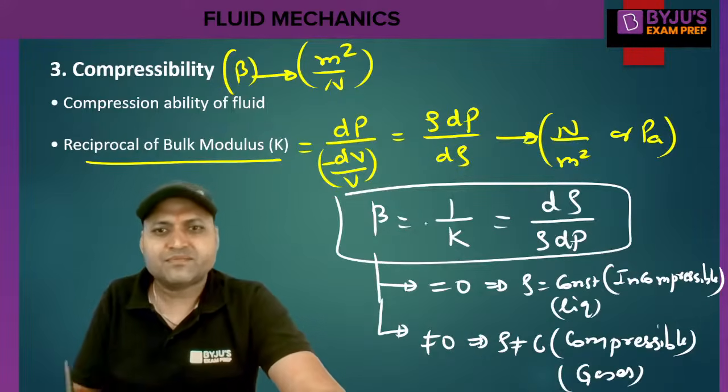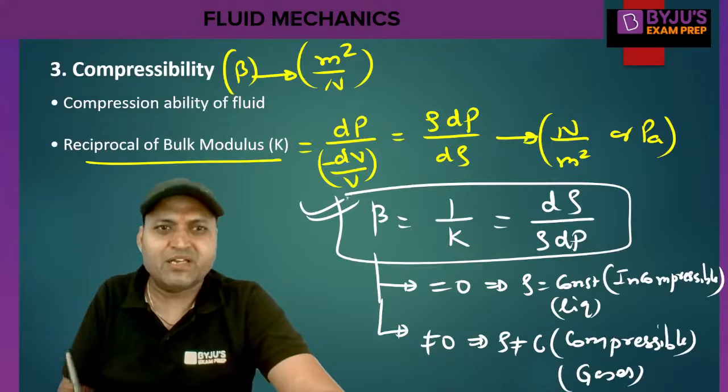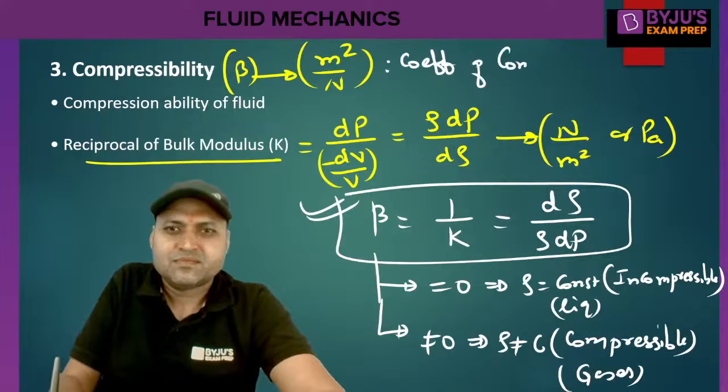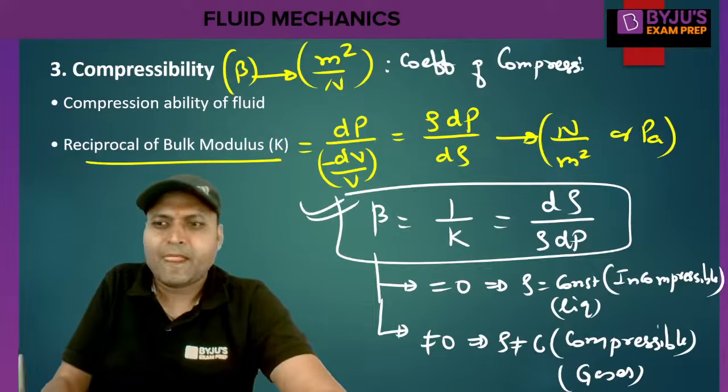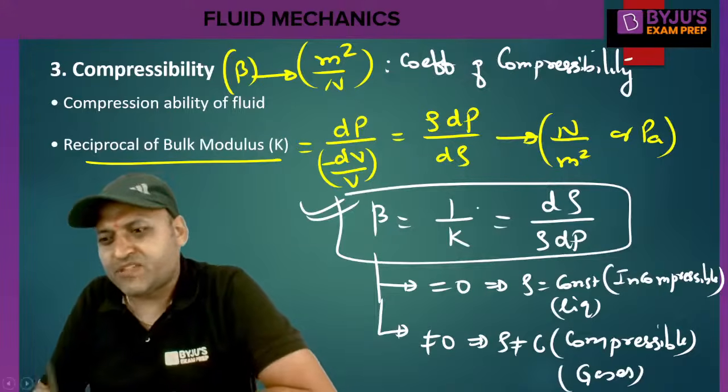This formula, beta, is called the coefficient of compressibility.